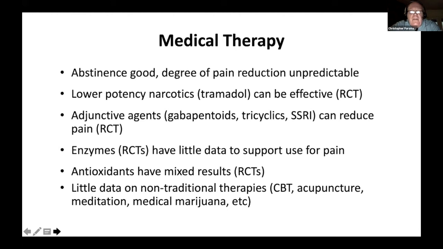And we don't have a lot of data on some of the non-traditional therapies, although my patients ask a lot about this, like cognitive behavioral therapy or acupuncture, acupressure, mindfulness, meditation, CBD oil, medical marijuana, etc. So I think many patients end up trying these because the medical therapies that we have are often not sufficiently effective.